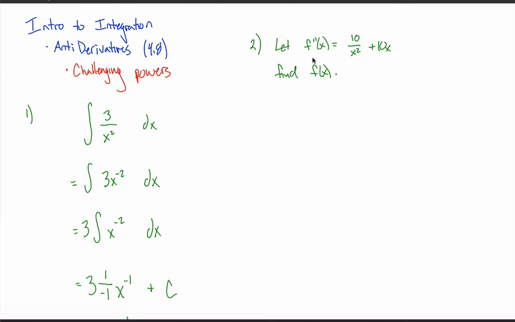All right, here's another example. Suppose we were told that f double prime of x, the second derivative of some function x, is 10 over x squared plus 10x. And what you're asked to do is to find f of x. Not f prime of x, but f of x. This is 2 layers removed from here. We're going to have to take 2 different antiderivatives.